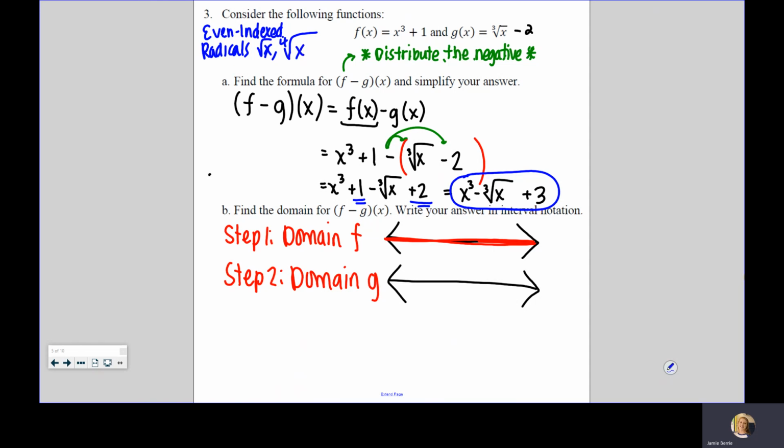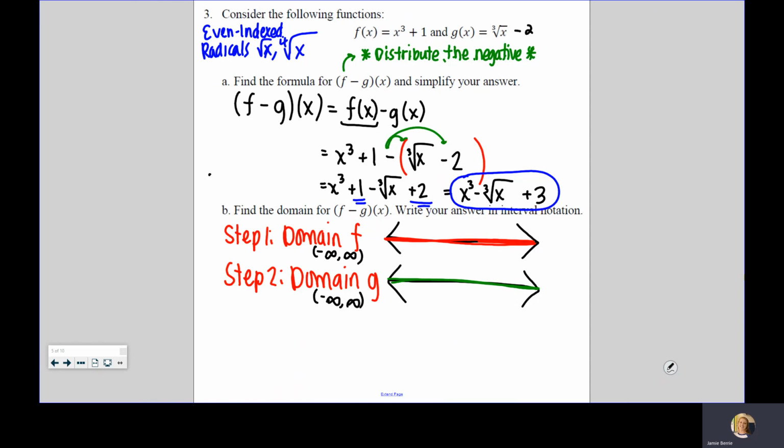This is an odd index radical. So the domain is still all real numbers. So there's no domain rule for odd index radicals. It's just considered like all other functions. So the domain is still all numbers. I forgot to write it here. There we go. All numbers.